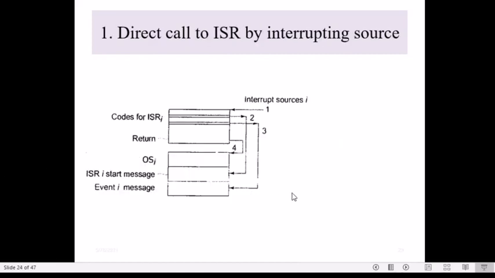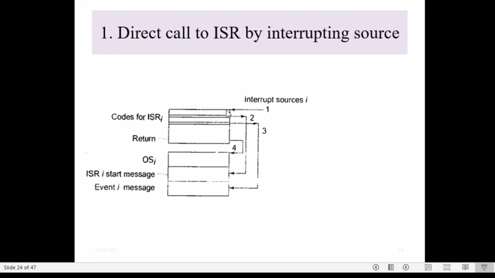Let us discuss the first interrupt routine, direct call to ISR by interrupt source. We know that in the conventional systems, the CPU or the processor calls the corresponding interrupt service routine if an interrupt I happens. But in this method, the interrupting source itself, the hardware source itself, calls the interrupt service routine. So here one is marked, this represents the hardware source calling the corresponding interrupt service routine.